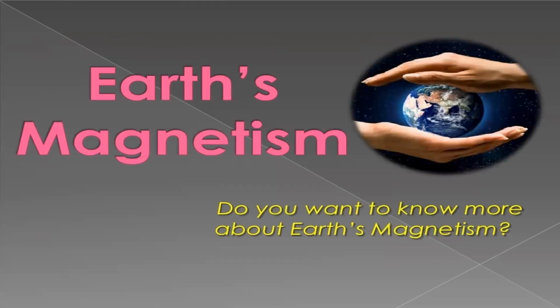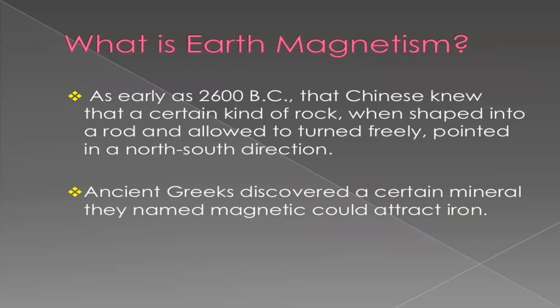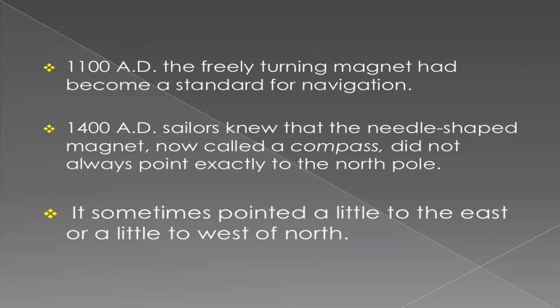Earth magnetism. What is Earth magnetism? As early as 2600 BC, the Chinese knew that a certain kind of rock, when shaped into a rod and allowed to turn freely, pointed in a north-south direction. The ancient Greeks discovered a certain mineral they named magnetite that could attract iron. In 1100 AD, the freely turning magnet had become a standard navigation tool, and in 1400 AD, it was known that the needle-shaped magnet, now called a compass, sometimes pointed a little to the east or a little to the west.